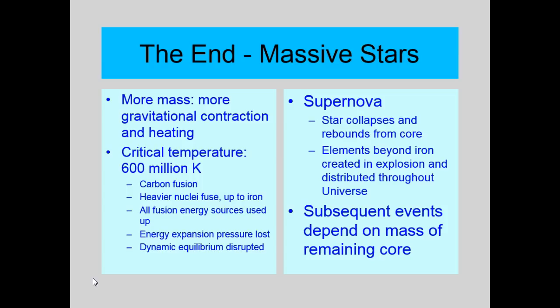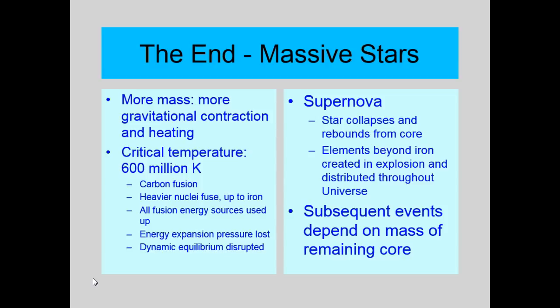Okay. So let's go to the more massive stars. Okay, more mass, more gravitational contraction, more heating. Now the critical temperature, remember it was 10 million K, that you don't use degrees with. Now you start fusing carbon. And at this time you form even heavier nuclei, up to iron. Carbon fuses to some and then others to others, and it goes up to iron, it won't go any past iron. But at this point, all the fusion energy sources are used up.